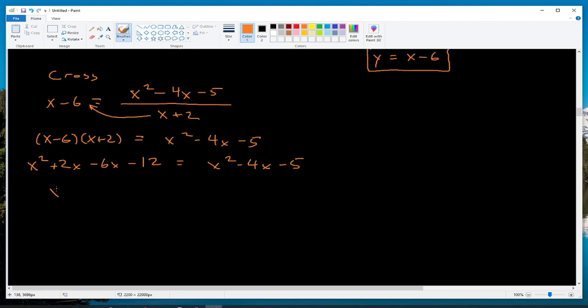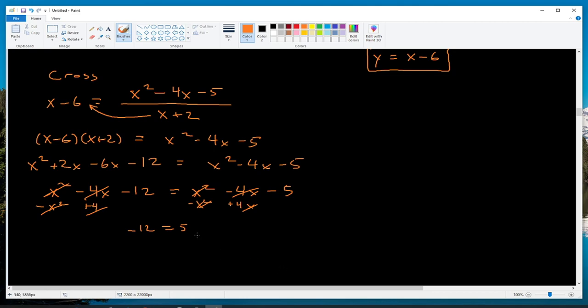So I get x squared minus 4x minus 12 equals x squared minus 4x minus 5. I can subtract x squared from both sides and they cancel. I can add 4x to both sides and they cancel. And so I get negative 12 equals 5. So no, in this case, negative 12 is never 5. So there is no crossing the oblique asymptote.